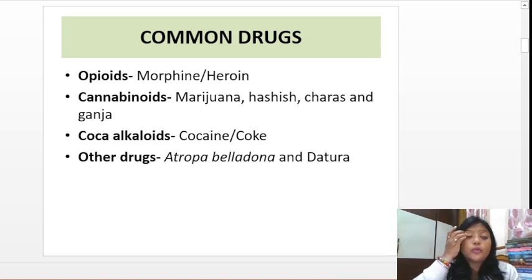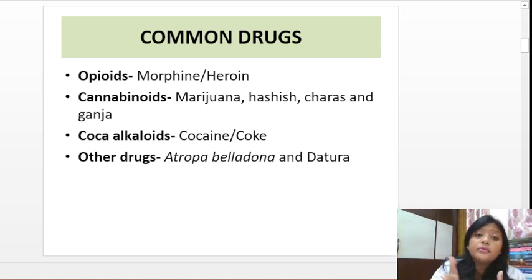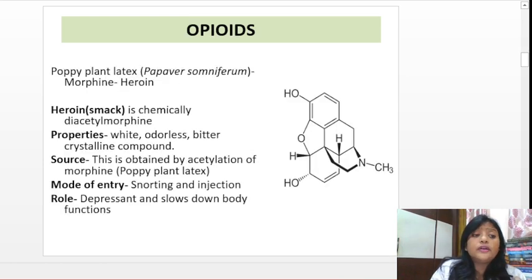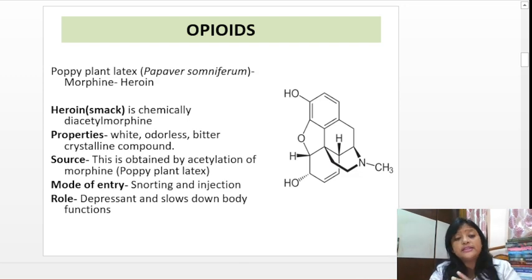So what comes under opioids? Morphine and heroin. In cannabinoids, it's marijuana, hashish, charas, and ganja. In coca alkaloids, it's cocaine, also said as coke, and in other drugs, it's atropa, belladonna, and datura. So these are some of the common drugs that are being consumed by human beings. Some are illegal, some are legal, depending on the country. Now we'll talk about each of the drugs in detail. So opioids.